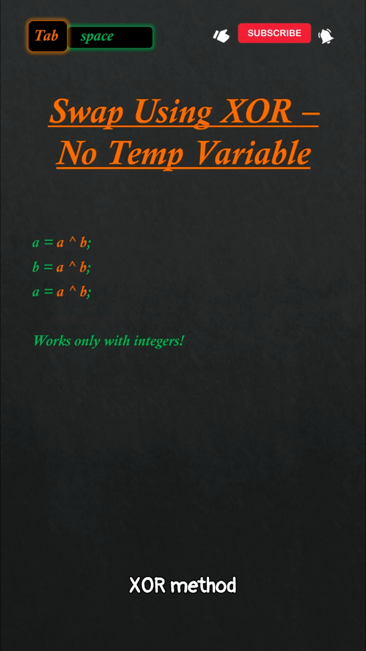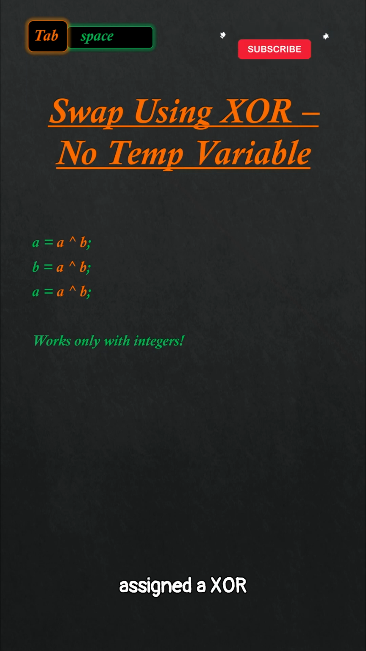Now let's introduce the XOR method, which swaps two numbers without using a temporary variable. Here's the trick. We perform three XOR operations between the two numbers. First, we assign A = A XOR B. Then we perform B = A XOR B. And finally, we assign A = A XOR B.